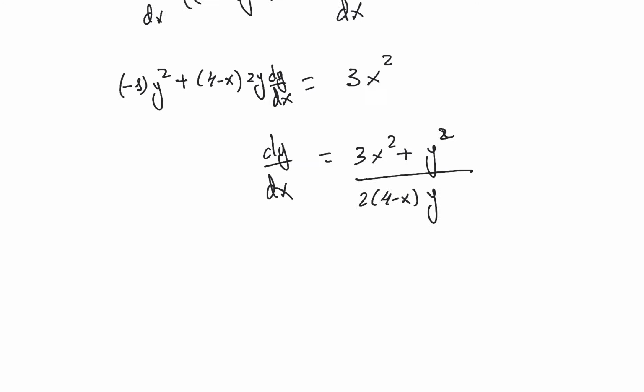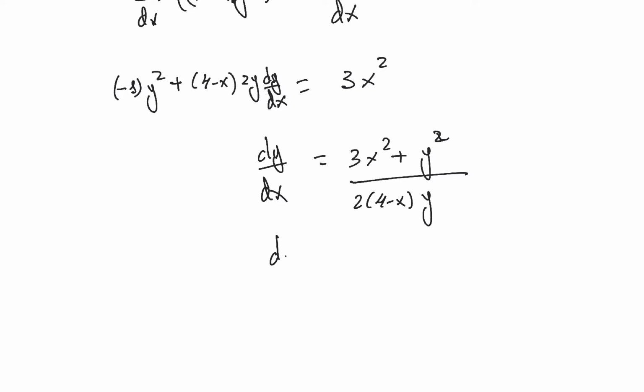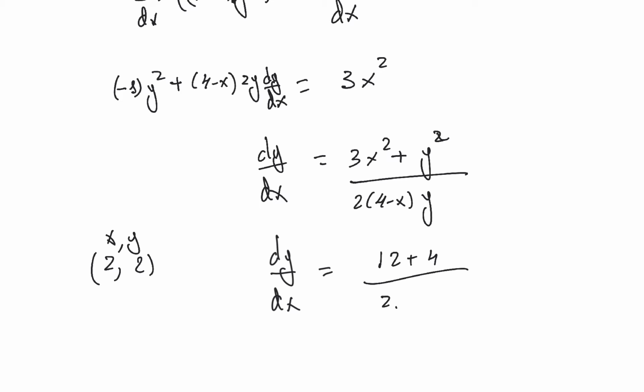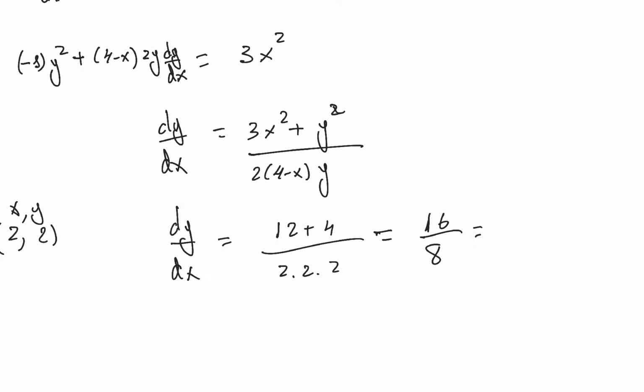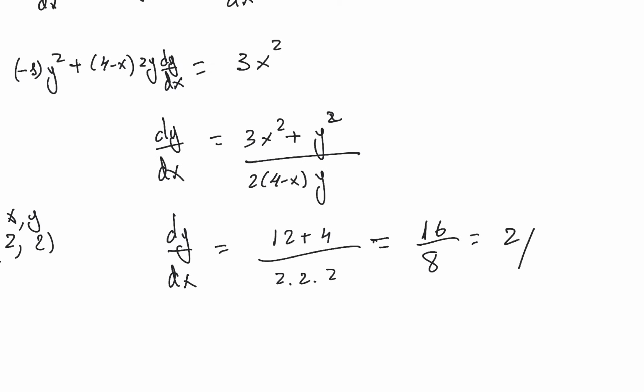Now, I plug in the number 2, 2. So the derivative of y with respect to x at the point 2, 2, x, y, will be 2 squared will be 4, 12, plus 2 squared will be 4, divided by 2 times 4 minus 2 will be 2, and multiplied by y, that is 2. So it will be 16 divided by 8. Or, if I divide by 2, is 2. Okay.